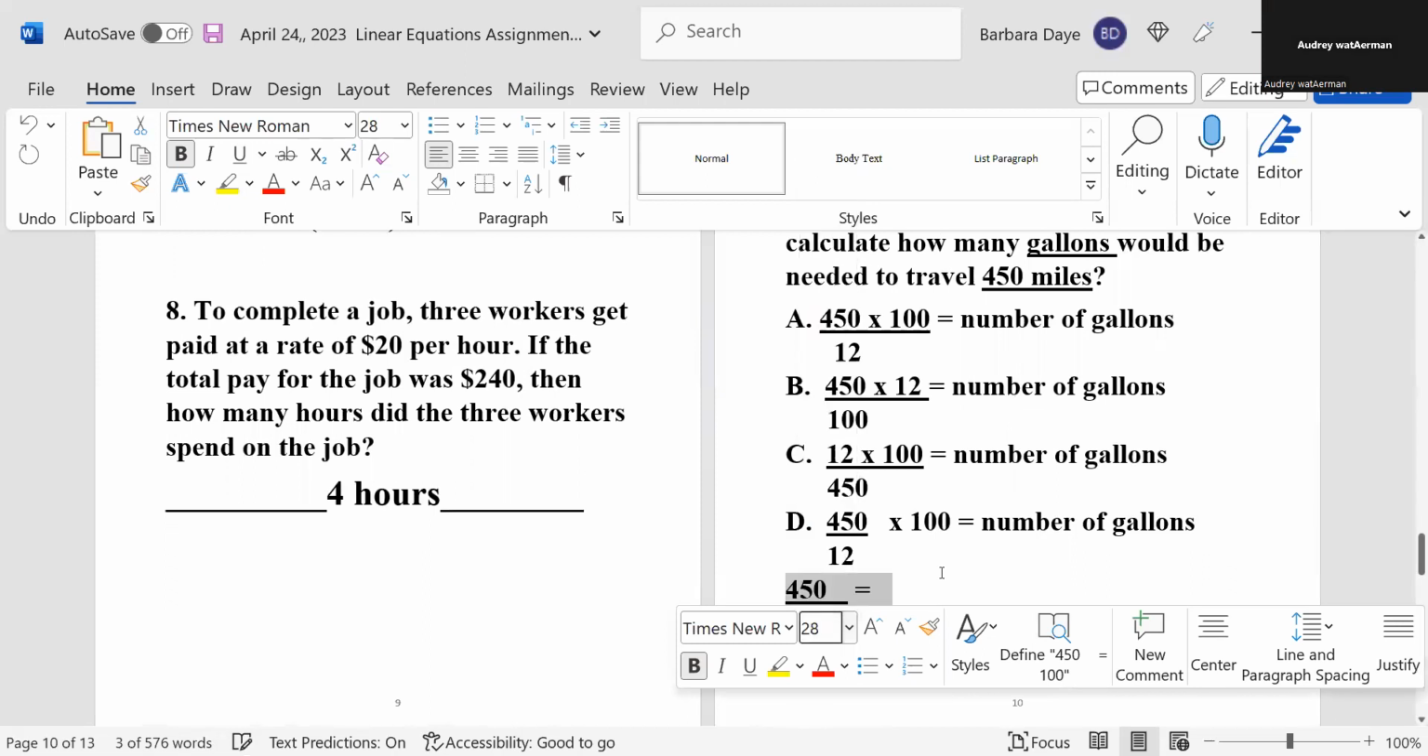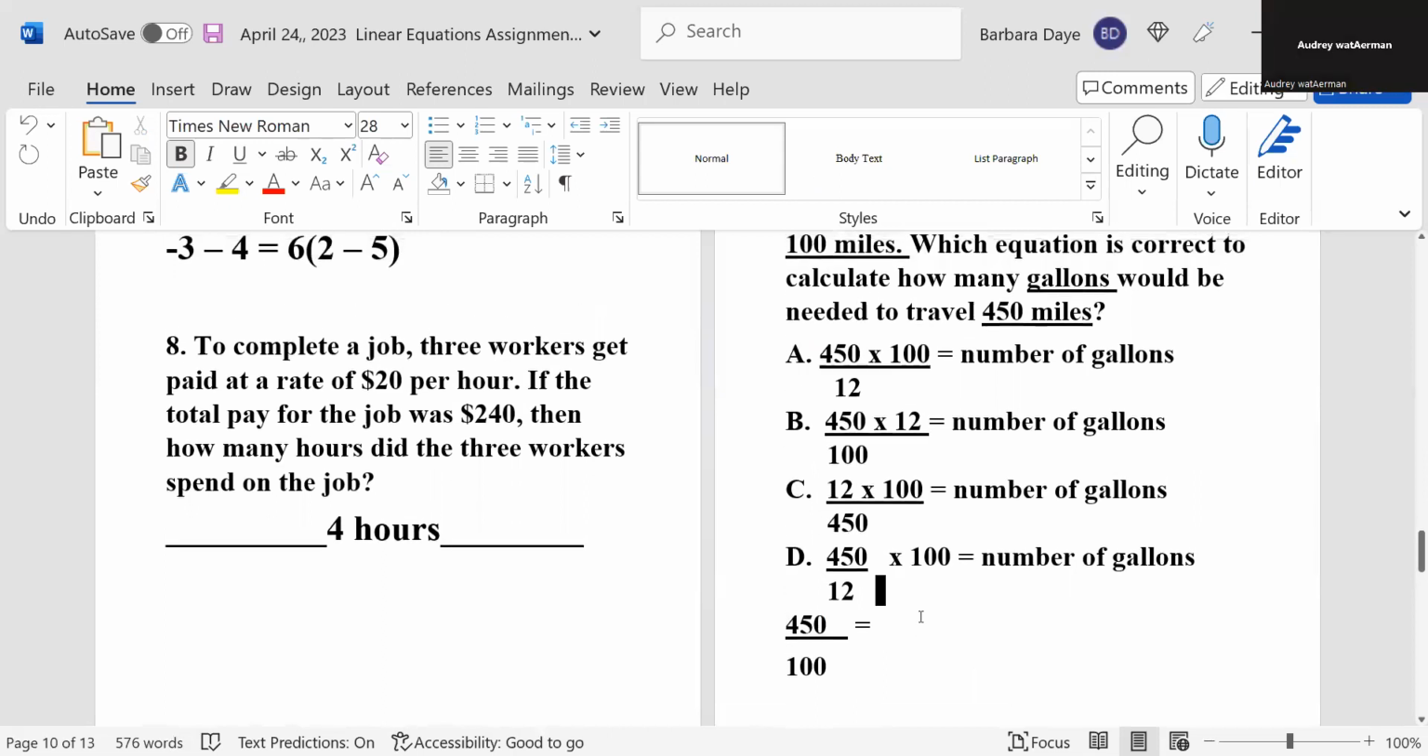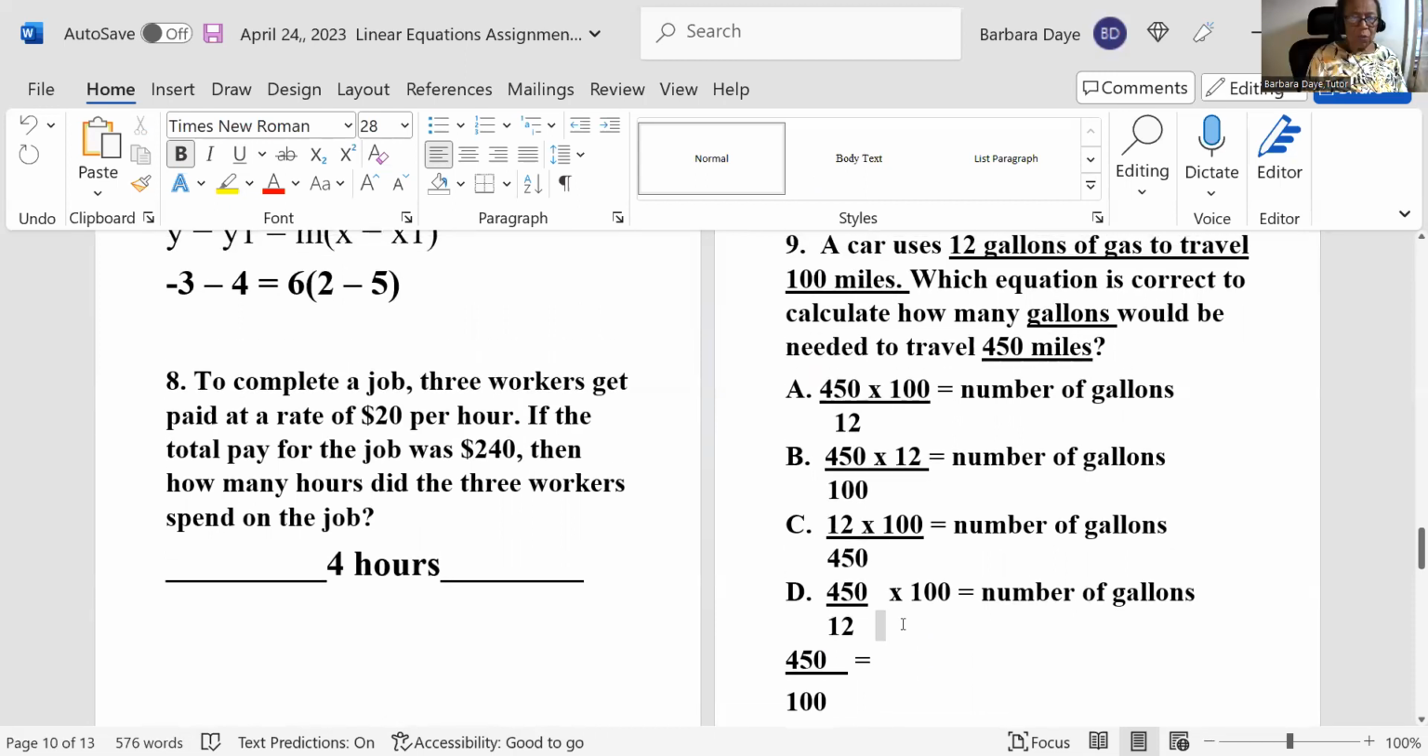So what is this equal to? 450 over 100 would be equal to what, Mercedes? 4.5. No, I need a fraction over here. 450 over 100 equal what?